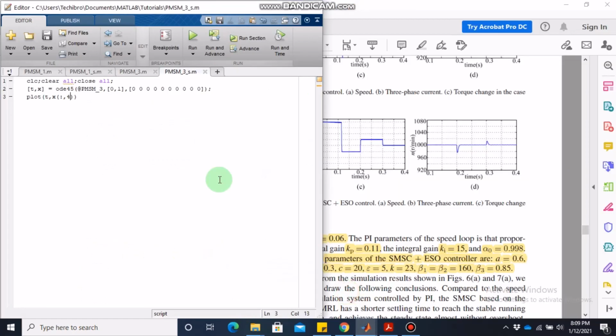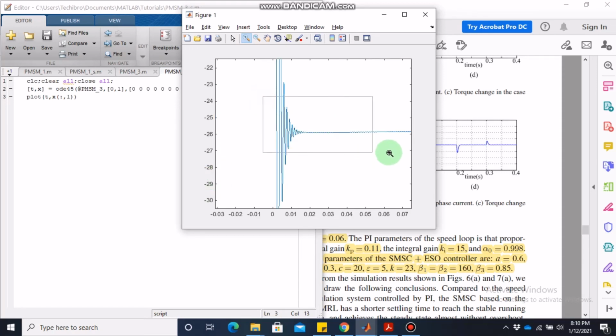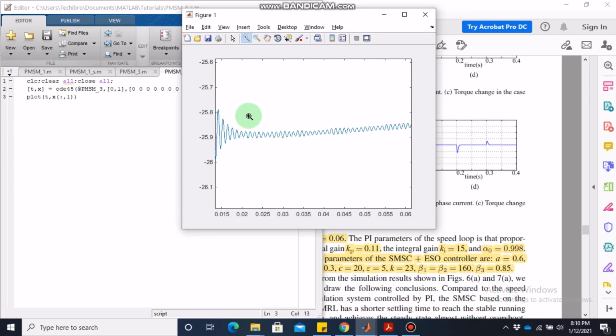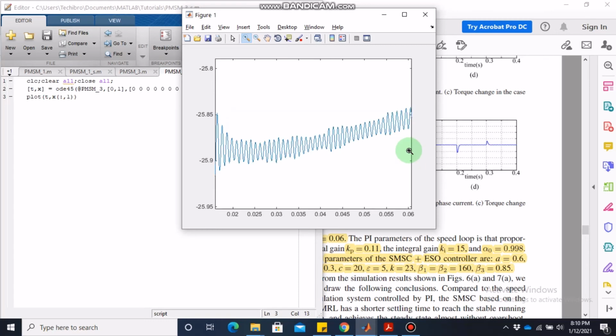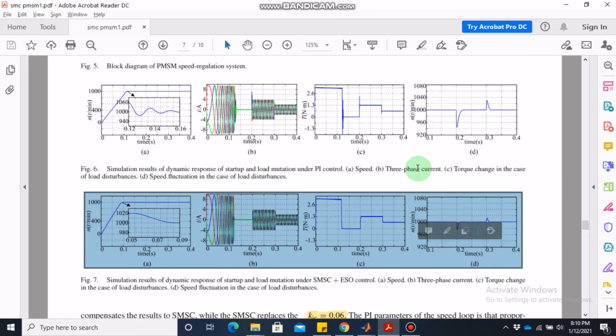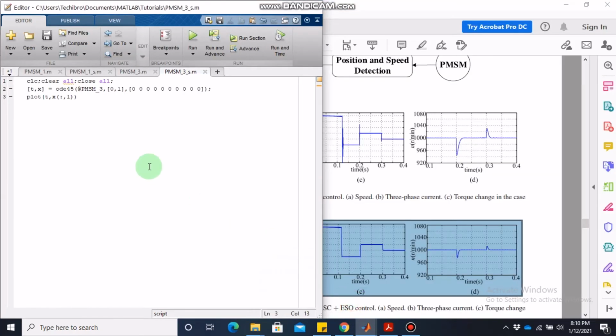For example, let's plot the state x1. This is the value of the current. If you look into that, this is the current initially, large fluctuations, and then it basically goes like this. This is the value of the first state, which I think is id. And we can also plot the value of iq.